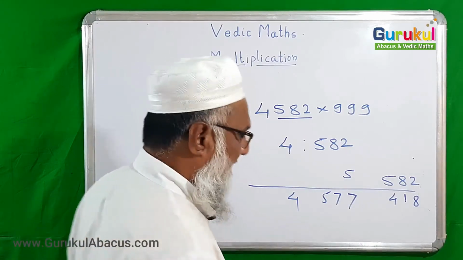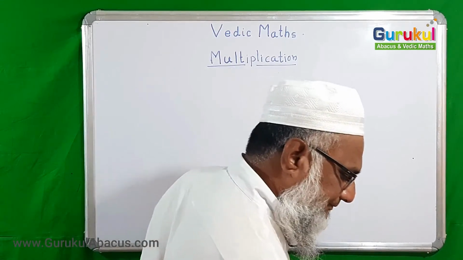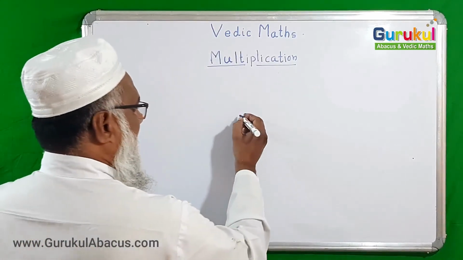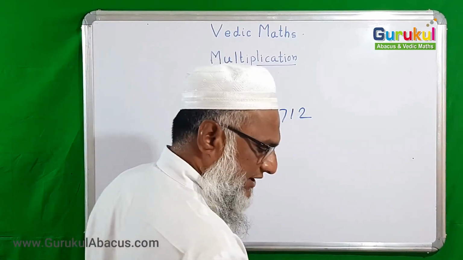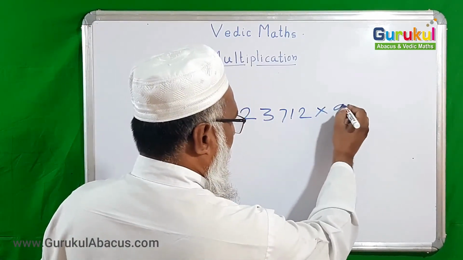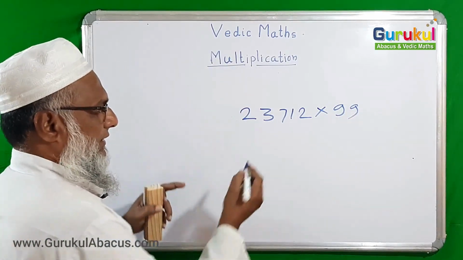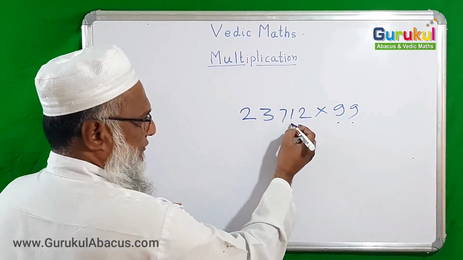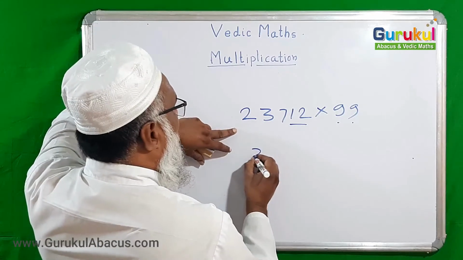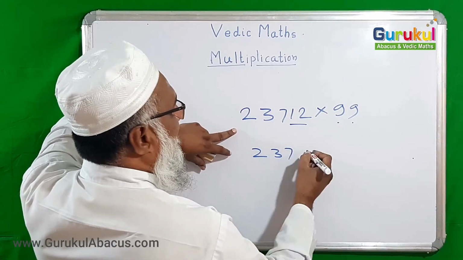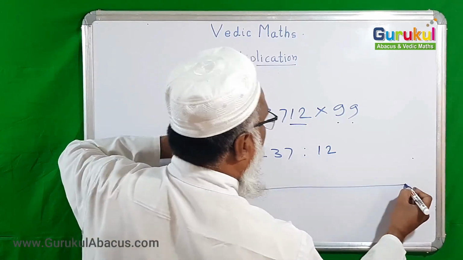Now one more different example we can solve from this method, that is 23,712 multiplied by 99. Okay, now here two digits are there in the greatest number, so only those two digits I will keep after the colon.